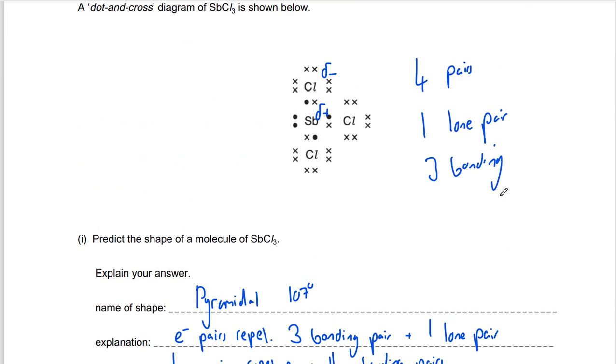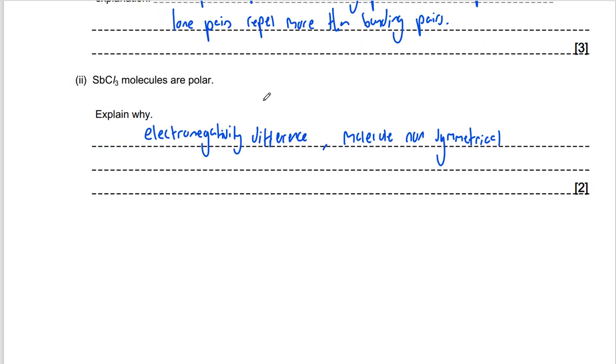And it's not symmetrical because if you drew it in 3D, you would have Sb at the top, and you would have something like this. The Sb would be on the top, and the Cls would be on the bottom. So you'd have an overall change in dipole from top to bottom, because as you can clearly see if I draw a mirror line on, that ain't symmetrical. So there you go. Nice and straightforward for 2 marks. There's an electronegativity difference. You can write that Cl is more electronegative than Sb. That's fine. And the molecule is not symmetrical.